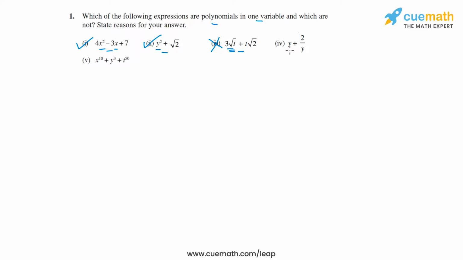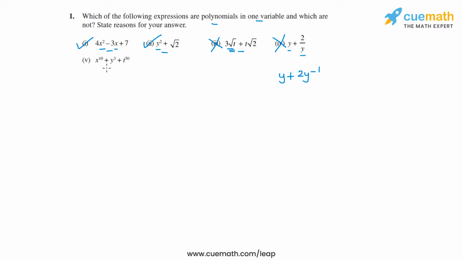Option 4 has y plus 2 by y as the expression. Now again in the second term of this expression, 2 by y, the power of the variable is minus 1 because you can write 2 by y as 2y to the power minus 1. So option 4 is actually this expression. So this is not a polynomial.